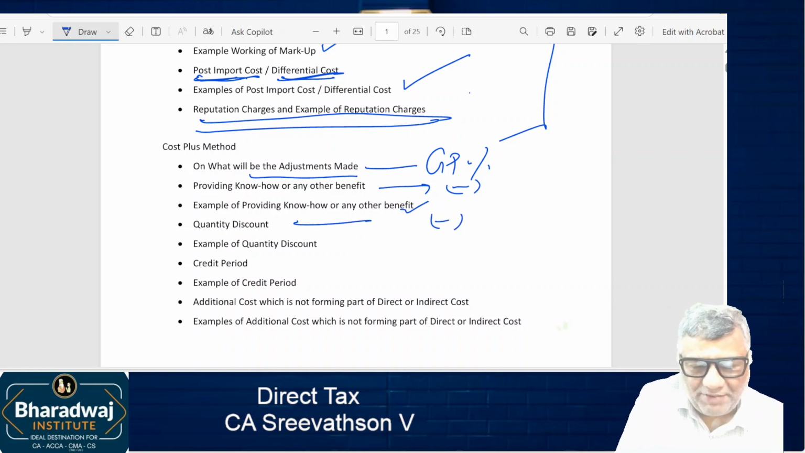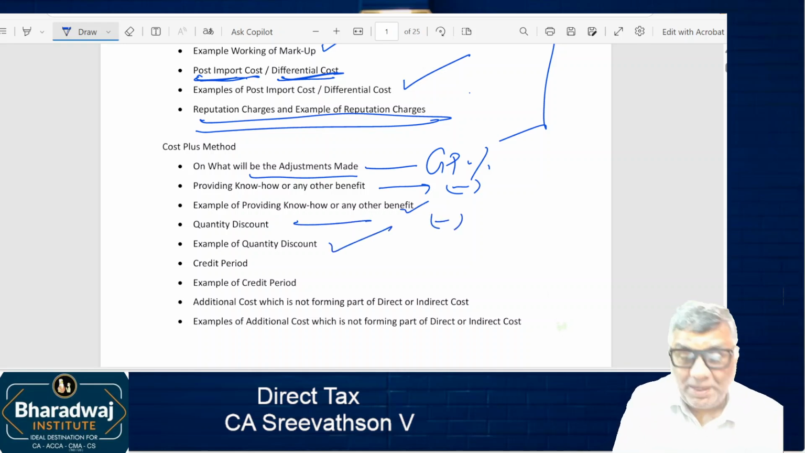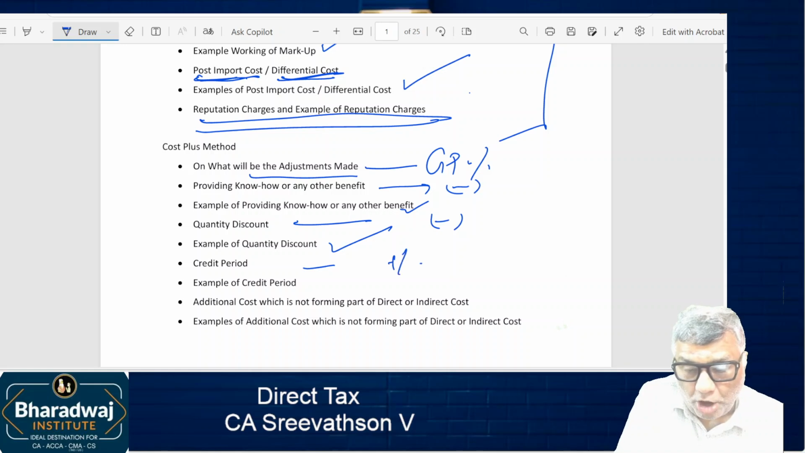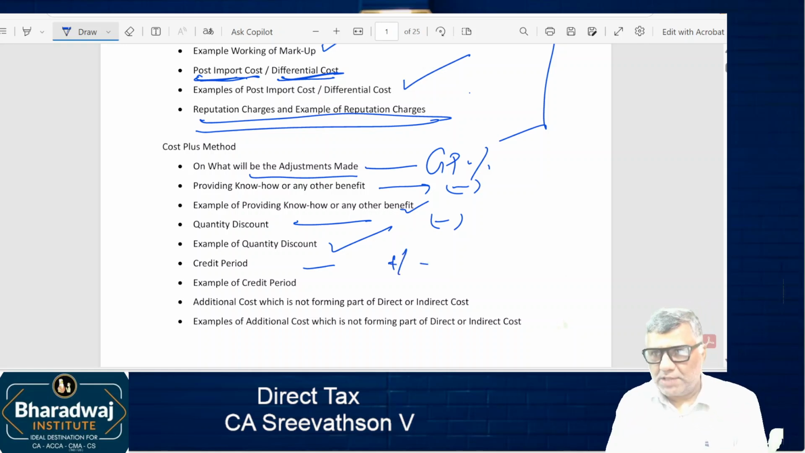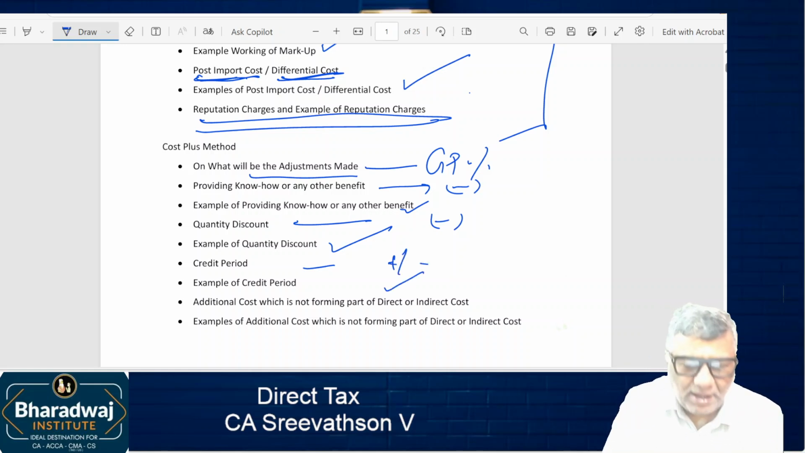Providing discount by AE, minus. Credit period, either plus or minus. In the majority of the cases, they are only saying plus. Okay, right? Additional cost which is not forming part of direct or indirect cost.